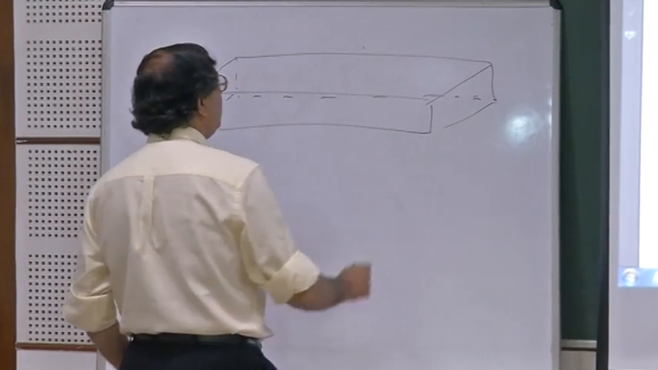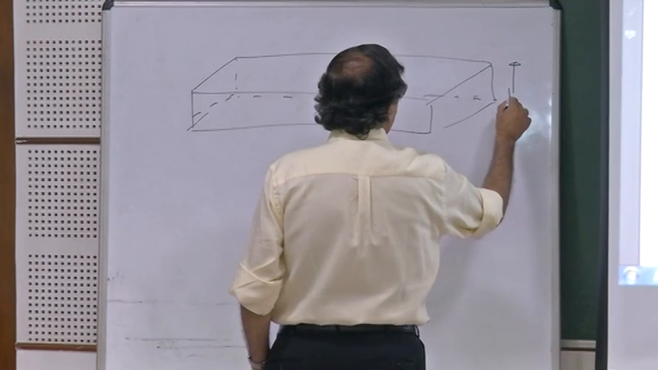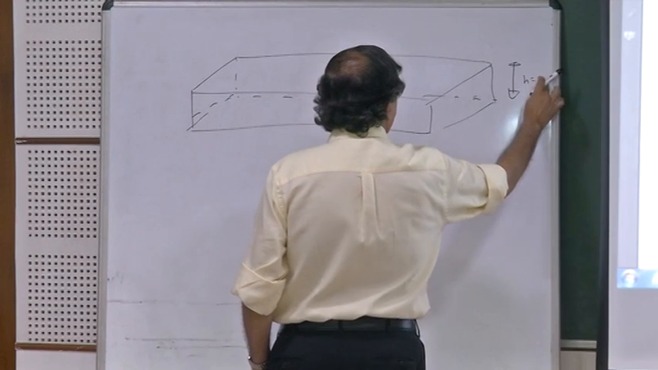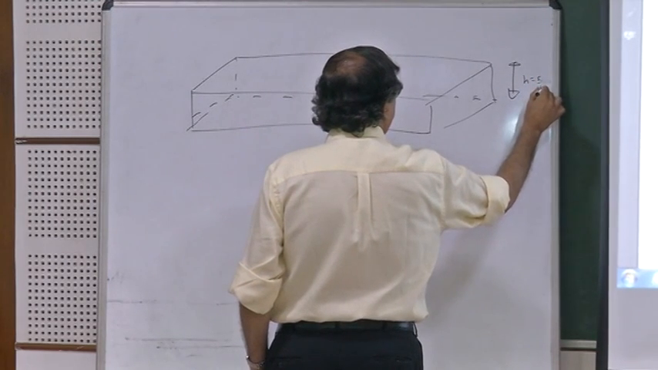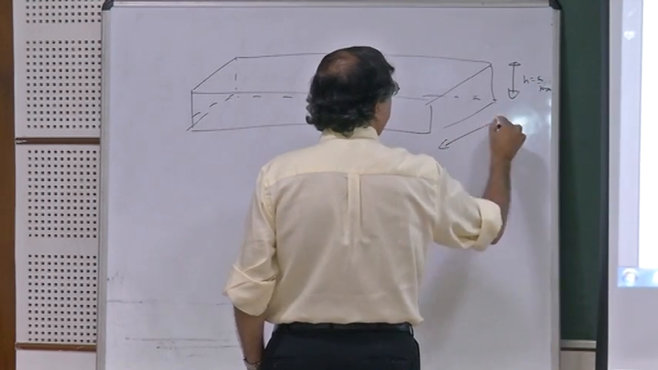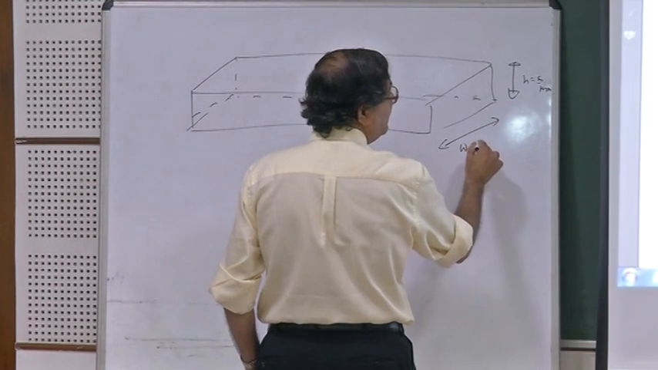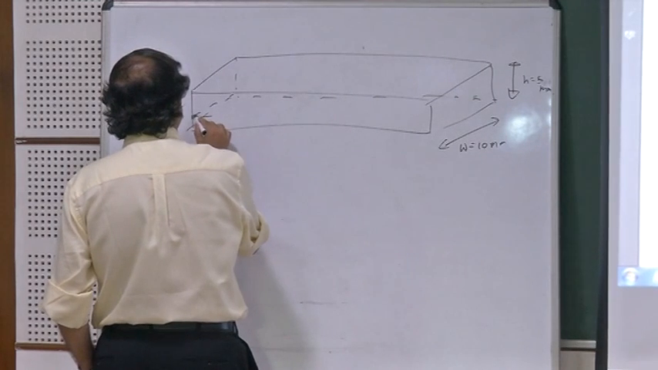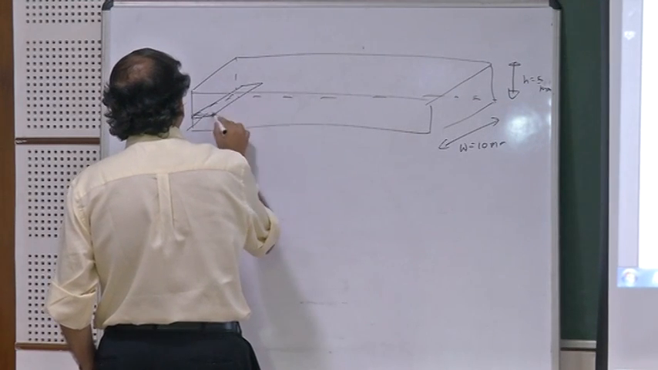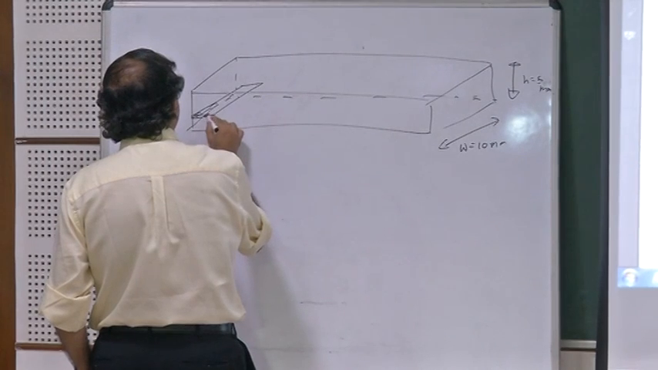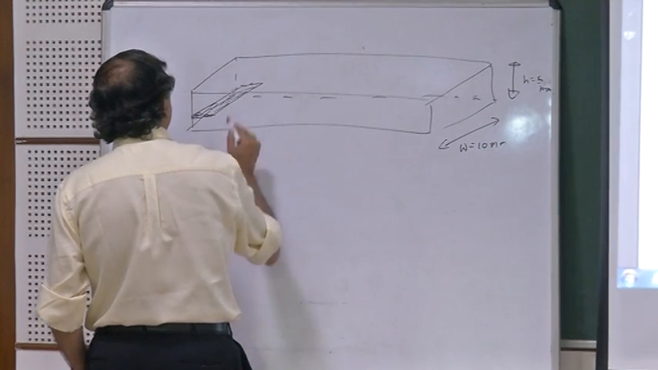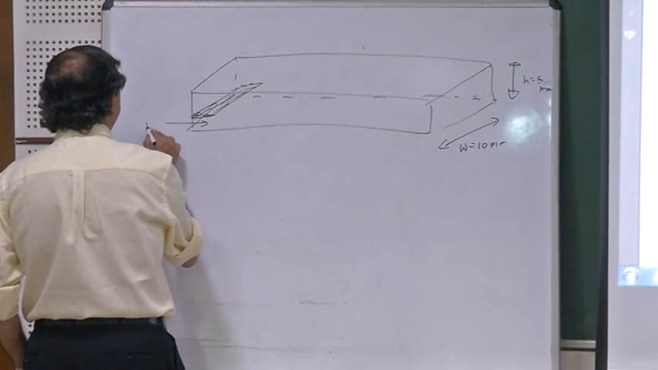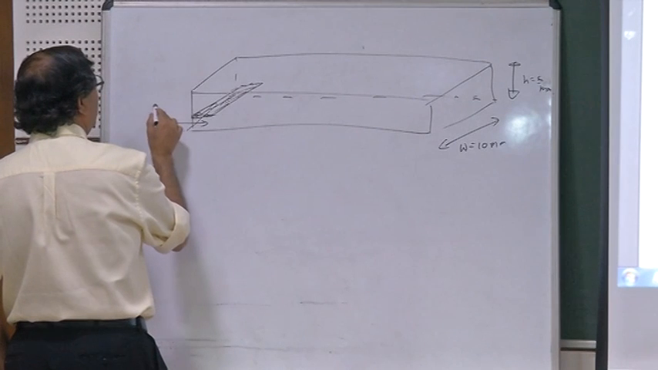The height is 5 millimeter. Width is 10 millimeter. It's one of our flow boilers where you have a splitter plate, and you have liquid and you have a vapor.